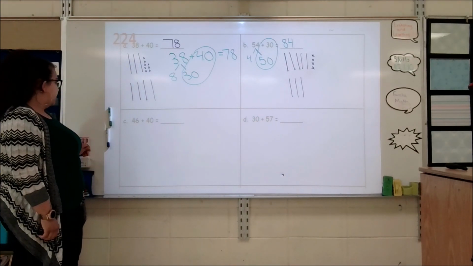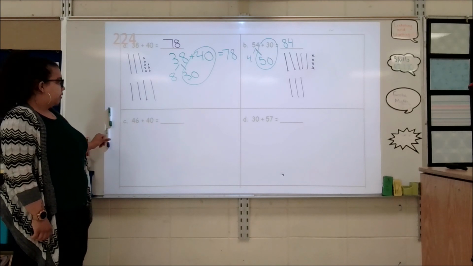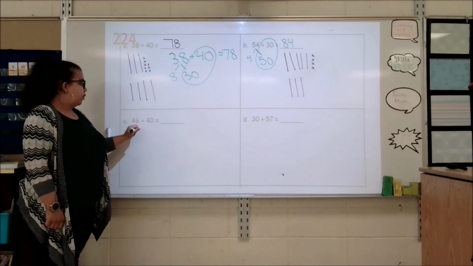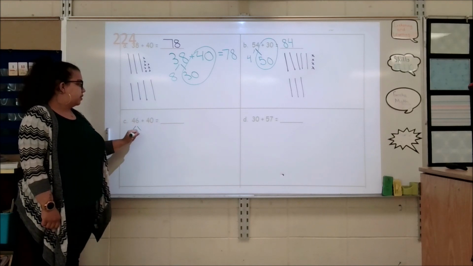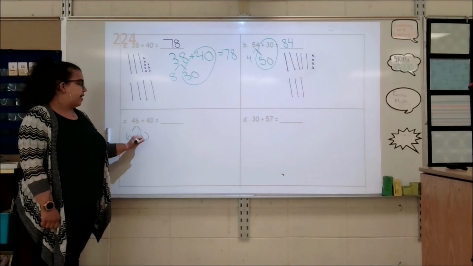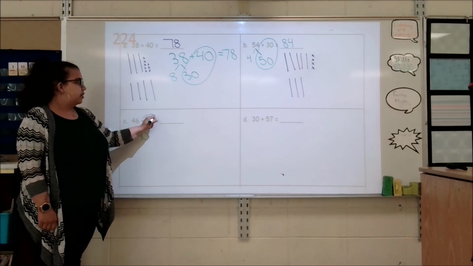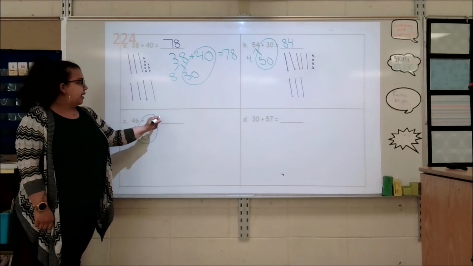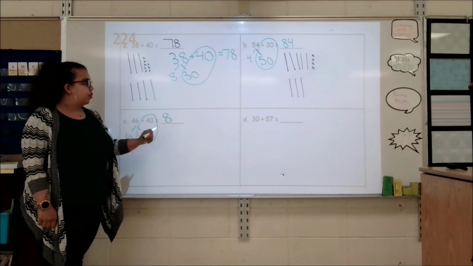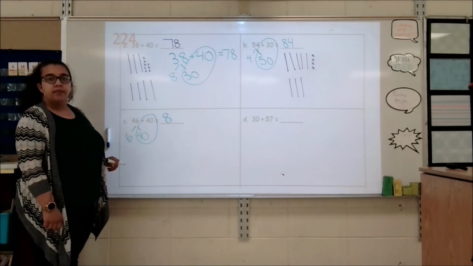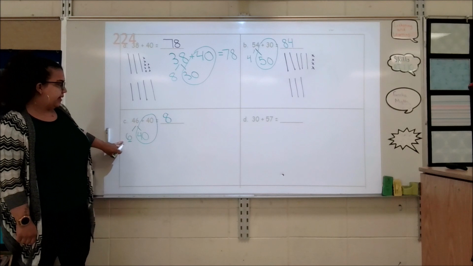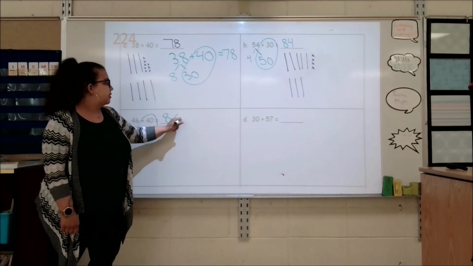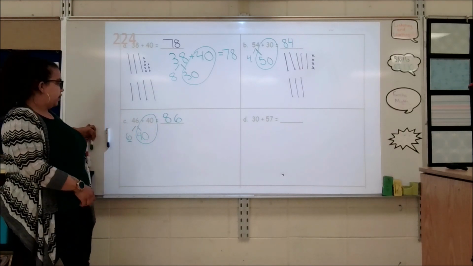All right, so this time, we're going to split 46 into 6 ones and 4 groups of 10, which has the value of 40. What is 4 tens plus 4 tens? 8 tens or 80. And how many ones are left? 6. We have 6 ones. So what is 46 plus 40?